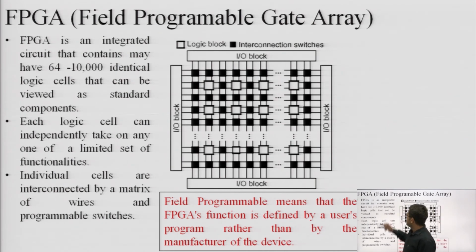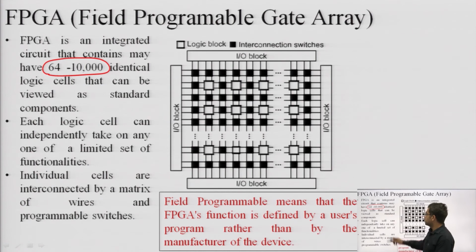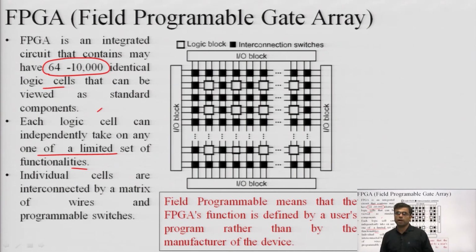So FPGA is an integrated circuit that may contain 64 to 10,000 identical logic cells that can be viewed as standard components. So there can be as many as 64 and up to 10,000 logic blocks. That means that many functions can be computed, that many gates are there inside a single FPGA. So it is such a complex structure. Each logic cell can independently take on one of a limited set of functionalities. So one cell can perform one type of functionality, and there will be multiple of them.